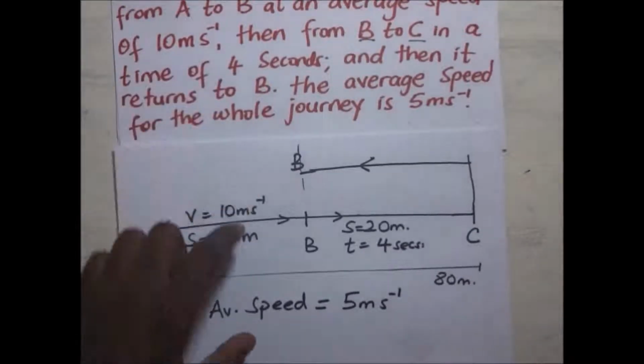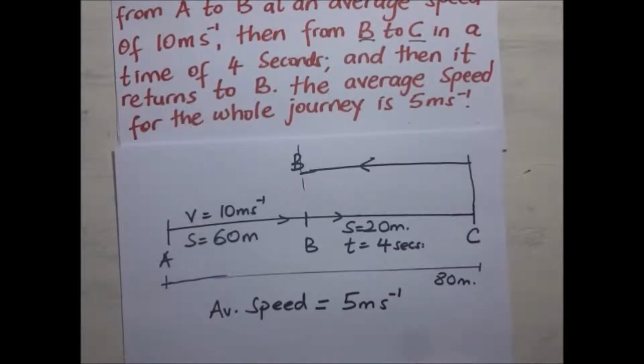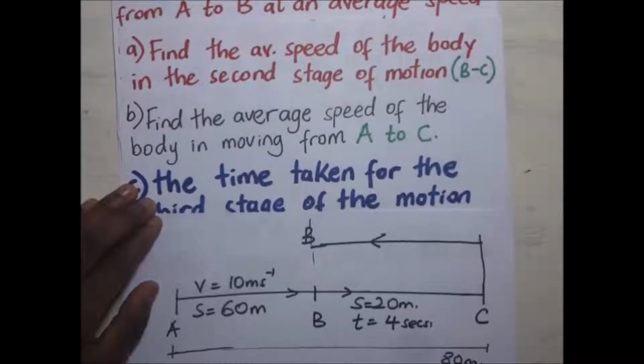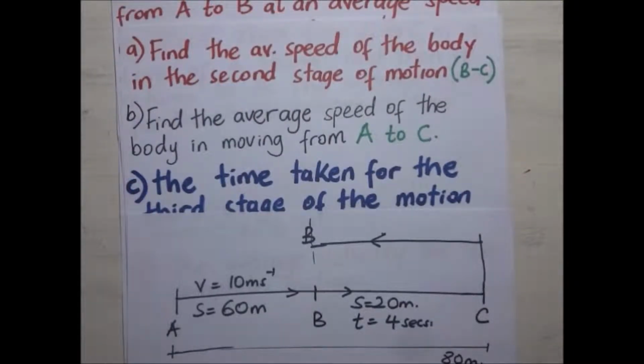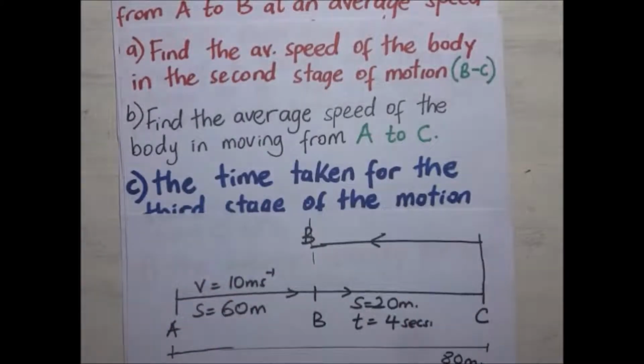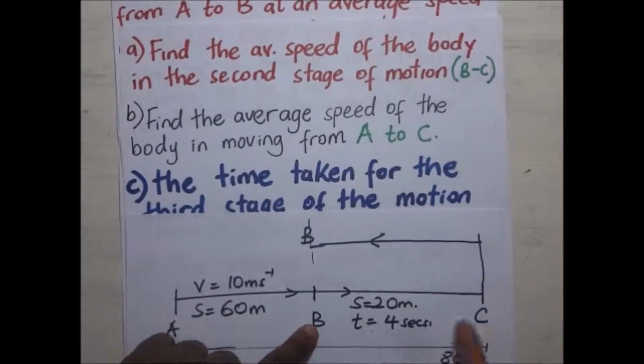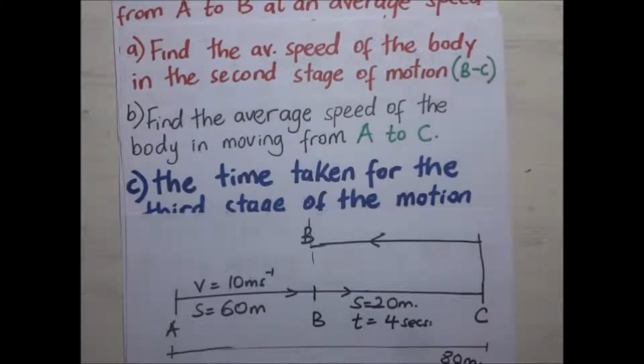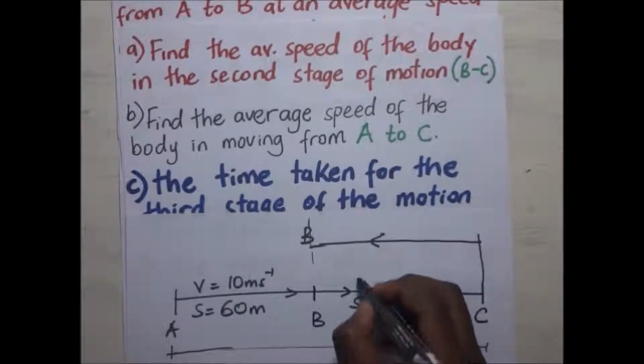So now that we finished summarizing our question, let's look at what they want us to find here. Part A, the question requires us to find the average speed of the body in the second stage of the motion, B to C. The second stage of the motion is B to C right here, and the question is requiring us to find the average speed. So right here they want the average speed.